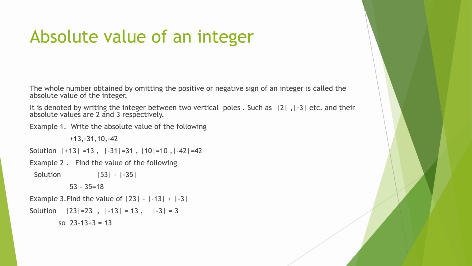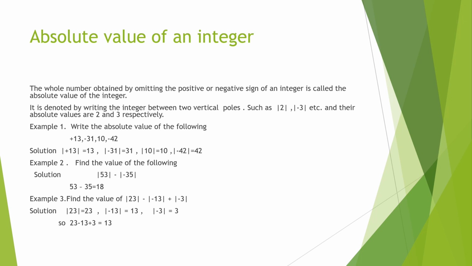Now take some examples. Write the absolute value of the following: plus 13, minus 31, 10, minus 42. Absolute value of plus 13 by omitting its positive sign is 13. Absolute value of minus 31 by omitting its negative sign is 31. Absolute value of 10 by omitting its positive sign is 10. Absolute value of minus 42 by omitting its negative sign is 42.